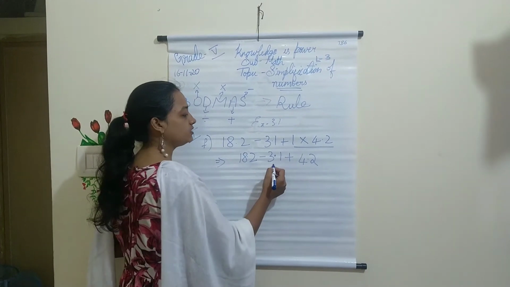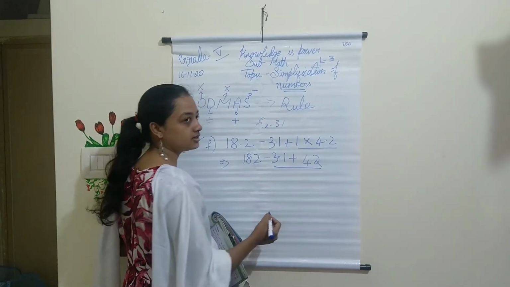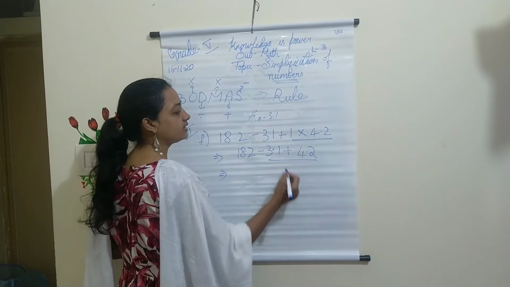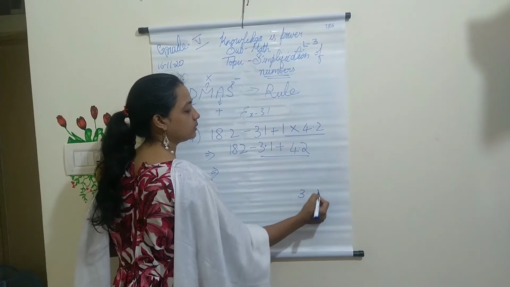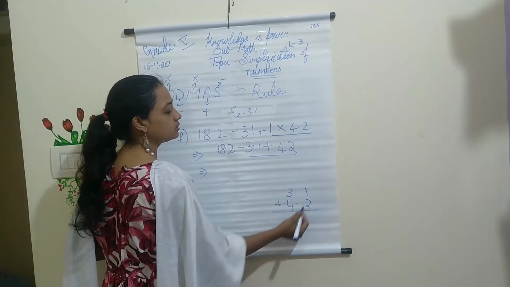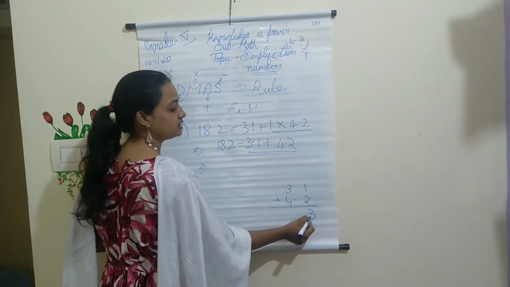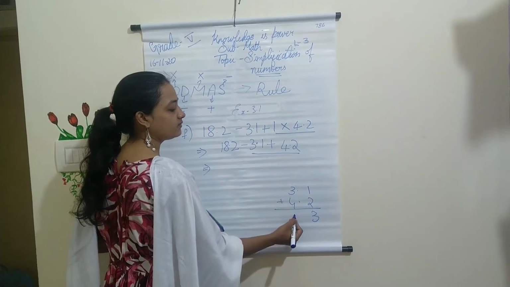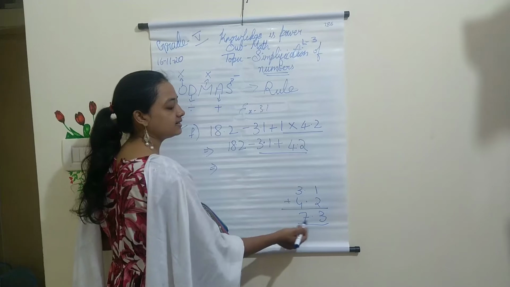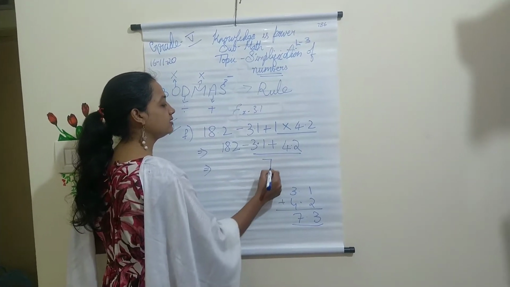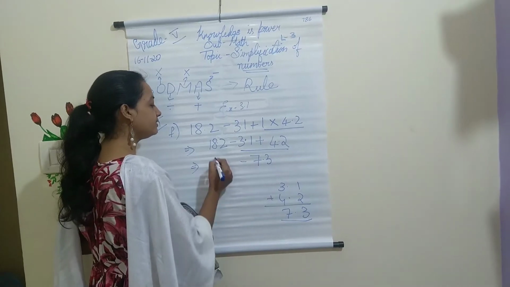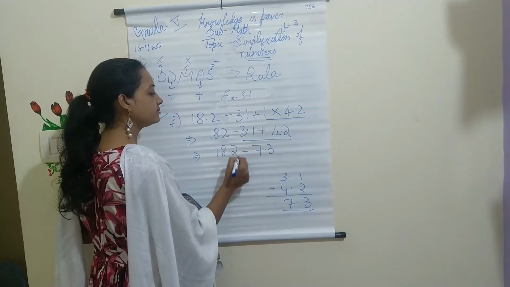The next operation I should take is addition. So what is the answer for this? 3.1 plus 4.2. 2 plus 1 is 3. 3 plus 4 is 7. The answer is 7.3. So I will write 7.3, and write the next leftover number.